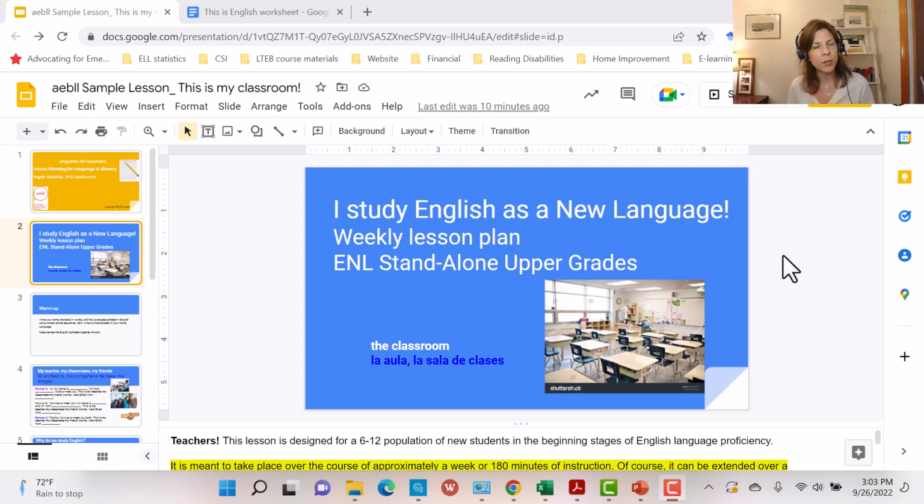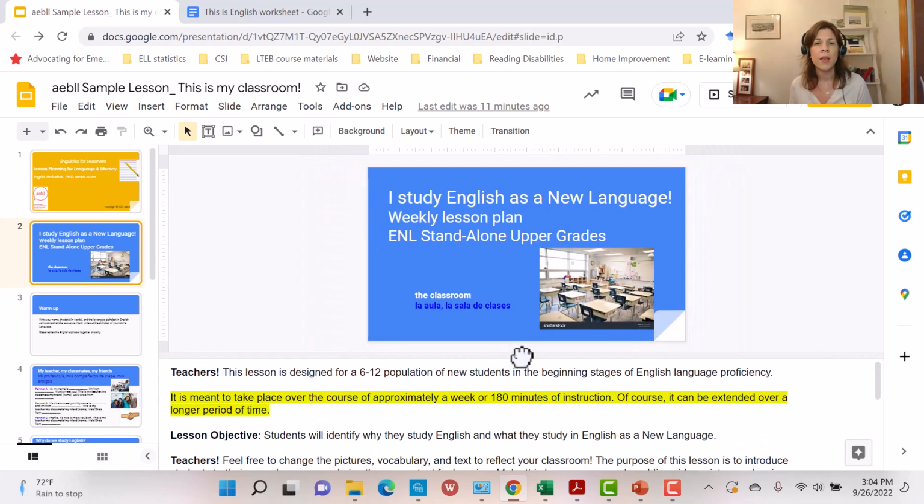I think that's important, especially because we don't want our students to feel like they're stupid, or they don't know, or they're not capable. We want them to feel safe in standalone because language learning is not easy and they need lots of practice. And so here you can see that this is going to center on their English as a New Language classroom. We're going to target it for 180 minutes of instruction, whether you do that 4 periods a week or 2 double periods.